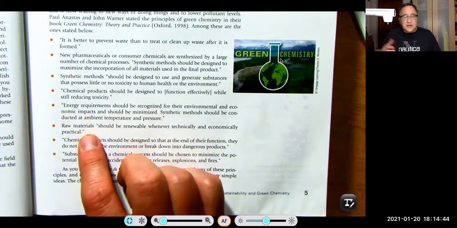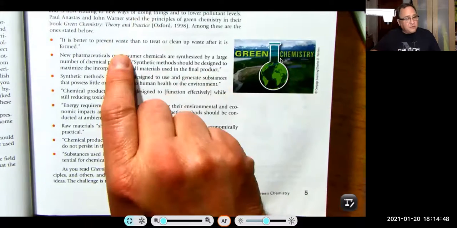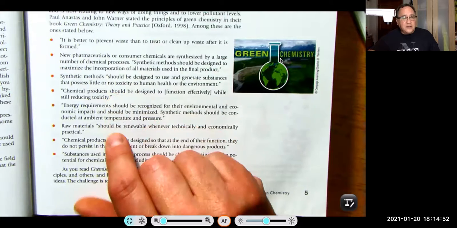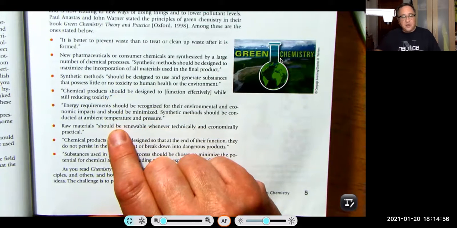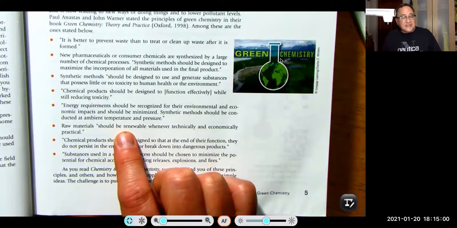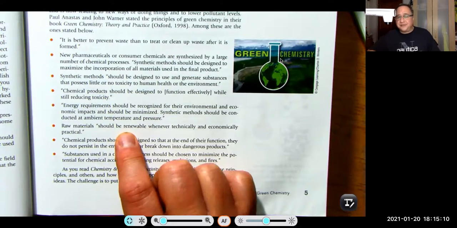So that seems to be another idea. You know, the first one here, prevent waste. Second one, reduce toxicity. Third one, minimize energy use or requirements. Raw materials should be renewable whenever technically and economically practical. This seems to be a new one. You want to use renewable resources so that you don't run out of materials.